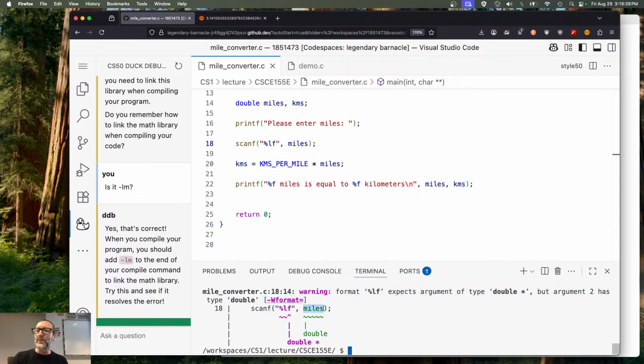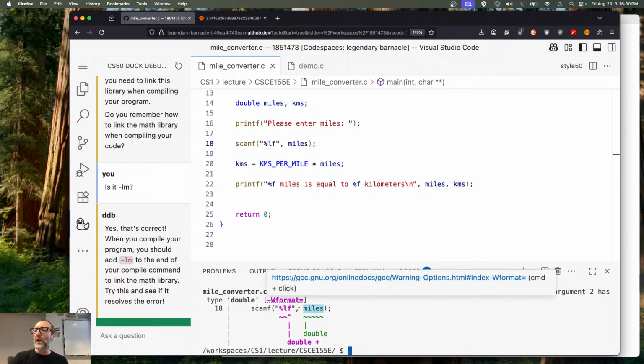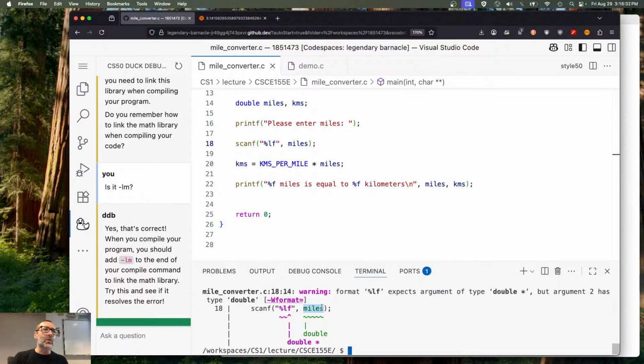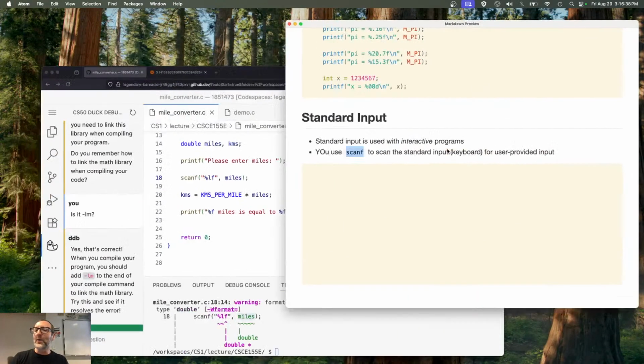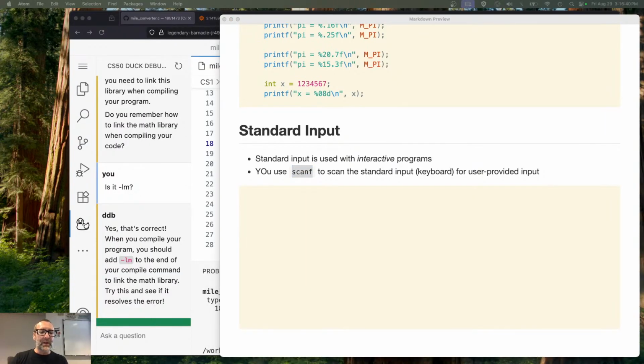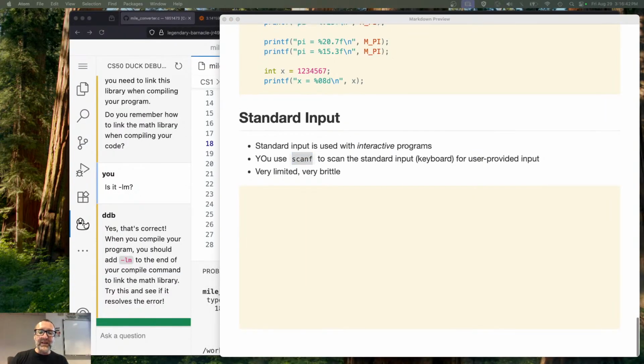And then I'm sure that if I asked the rubber duck over here, it would say, well, that's wrong. And then ask it, well, how can I fix it? It'd say, put an ampersand in front of it. Just for now, remember that the ampersand is magic. But at the end of the day, it's very brittle, very limited. We're going to get away from this as quickly as we can. But for now, this is going to be our way of doing input.